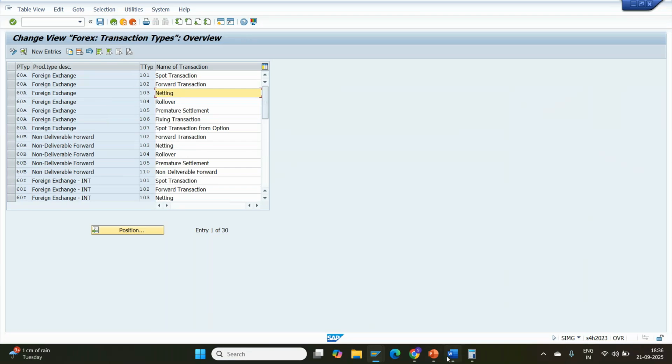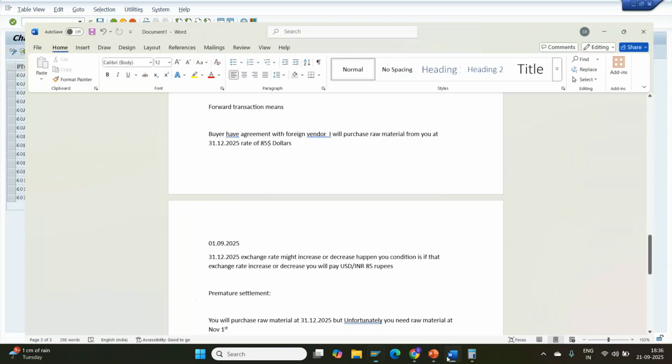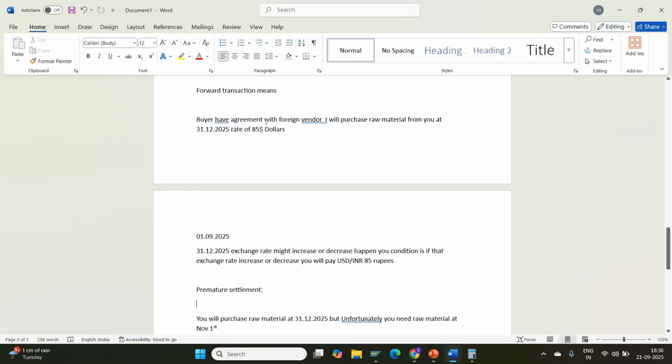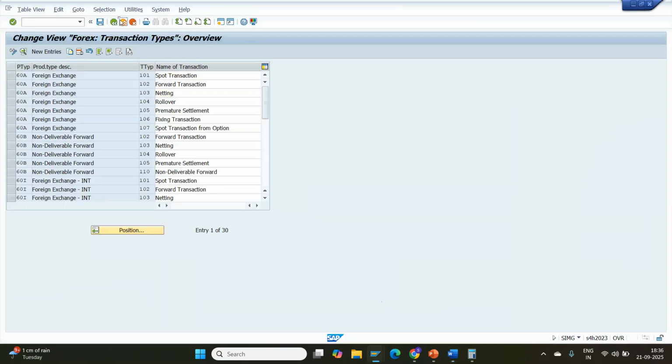We have more examples. We don't directly implement in the SAP system. First of all, you need to understand the transaction, what it is used for and why we post it. These things we need to understand.